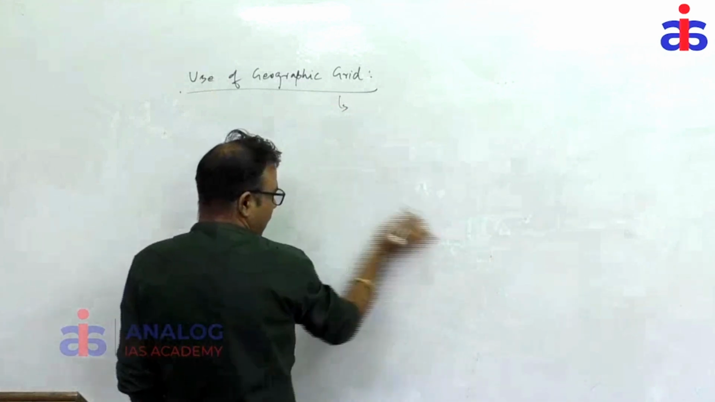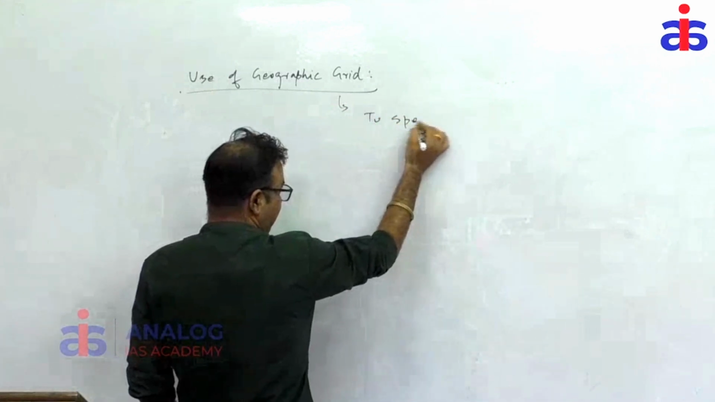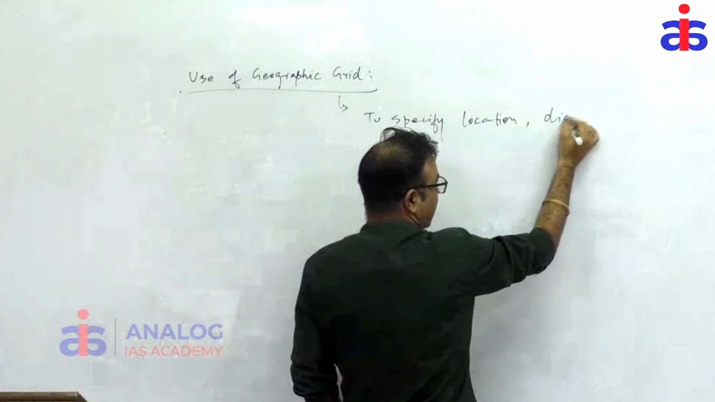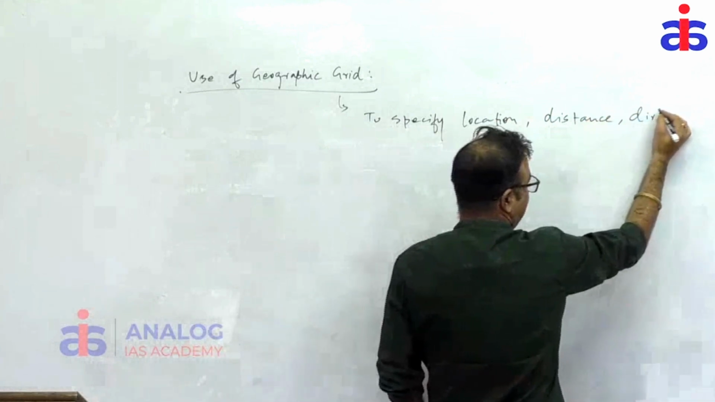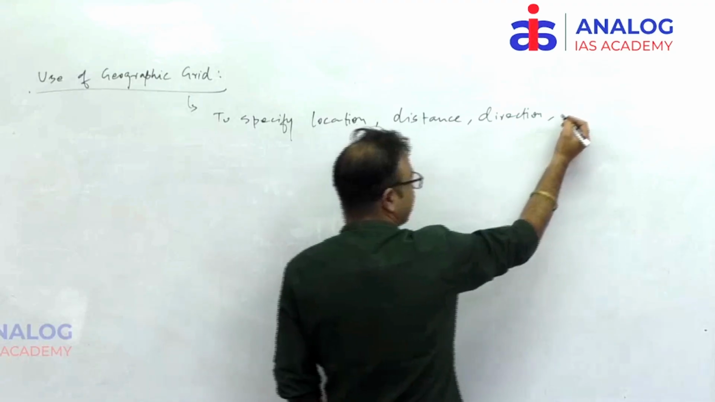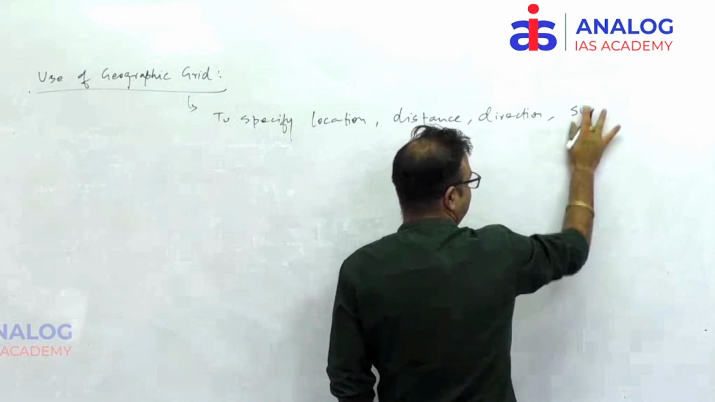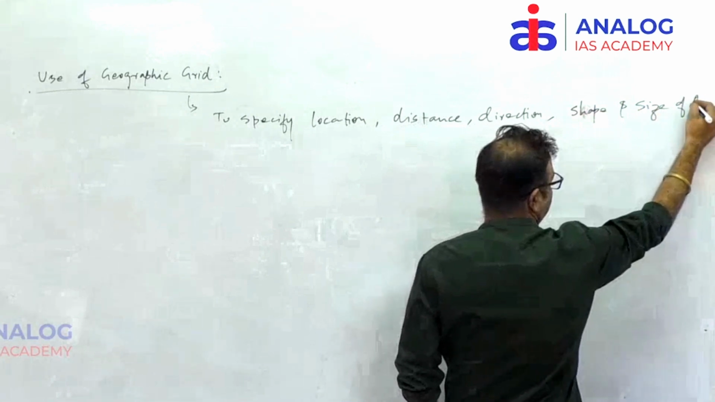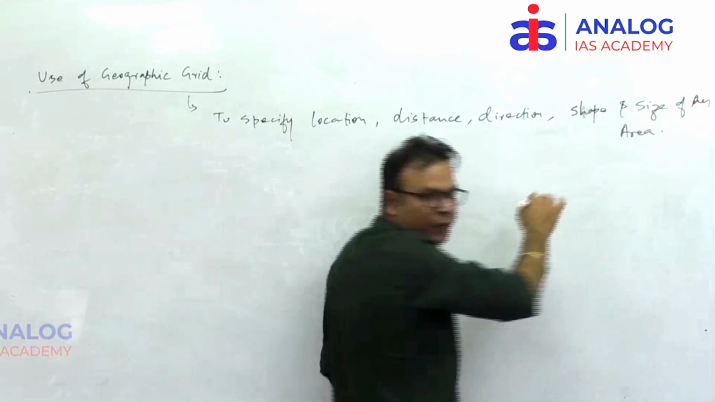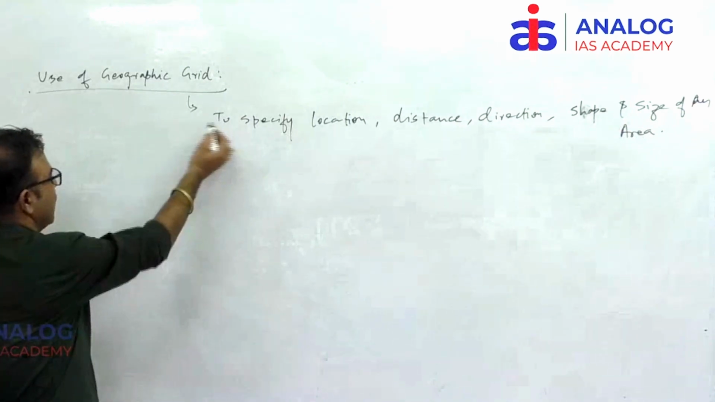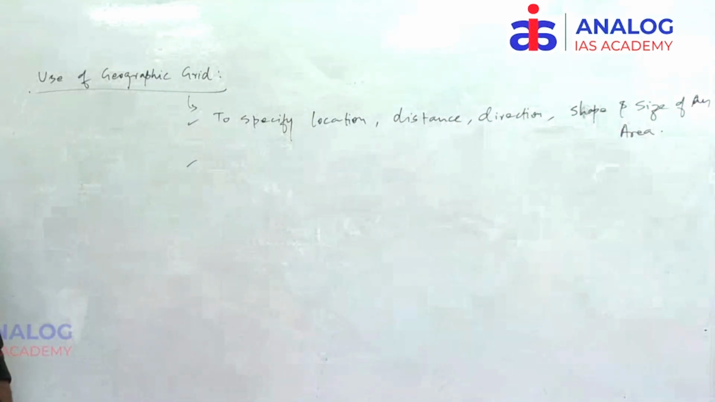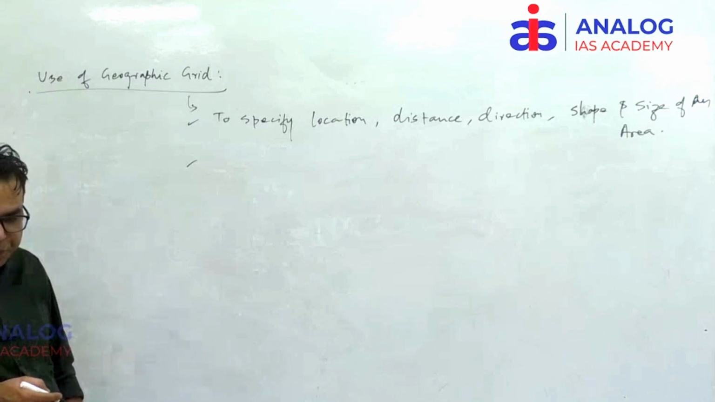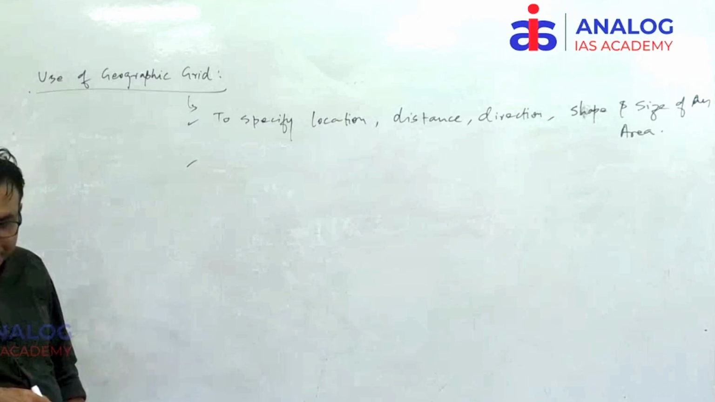Used for what? To specify location, all 5 dimensions: distance, direction, shape, and size of an area. These are the 5 things. First role is this: to specify location and distance, direction, shape and size of an area.